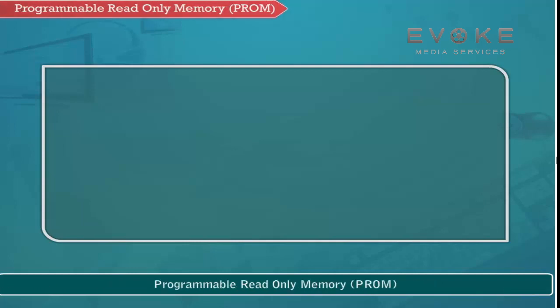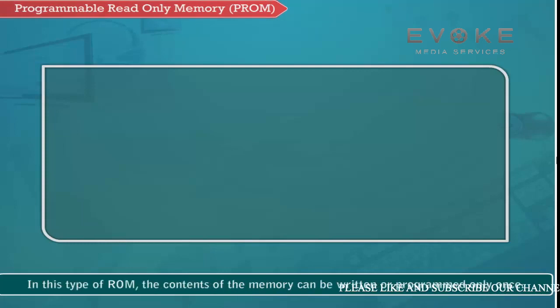There are various types of ROM that are used in computers. Some of the important types are Programmable Read-Only Memory, PROM. In this type of ROM, the contents of the memory can be written or programmed only once.